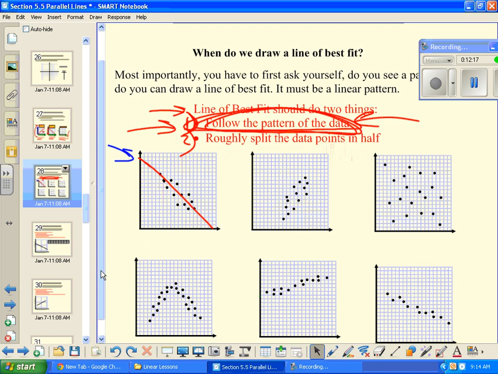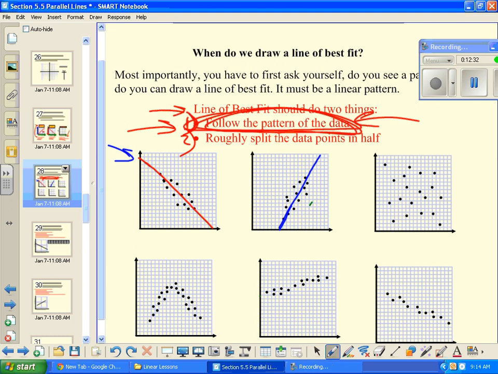Go into this next one here. Okay, I'll just kind of show again what some lines of best fit might look like. This one looks like it's got a positive correlation. Looks like it's kind of going up and to the right. So I might maybe draw a line something like this. Okay, did I split the data exactly in half? Well, it looks like I'm pretty close.